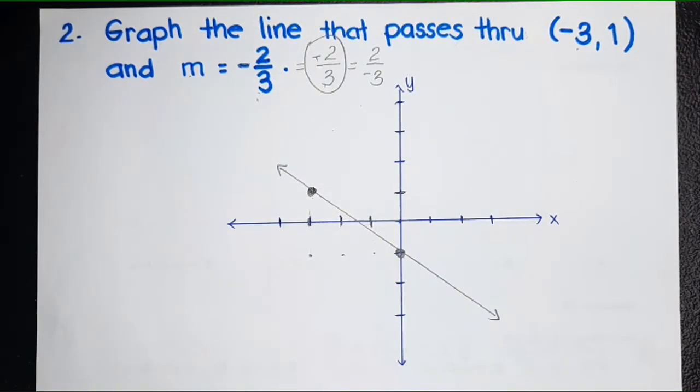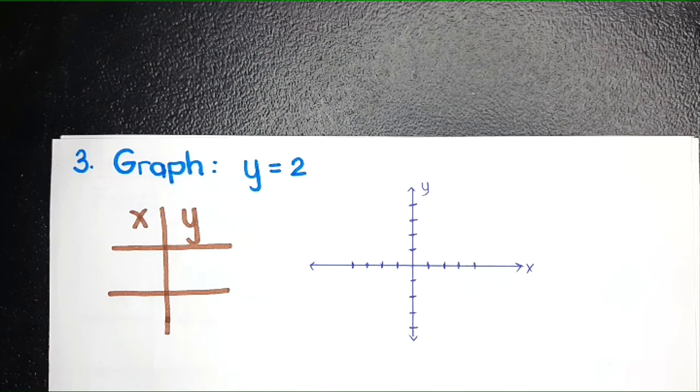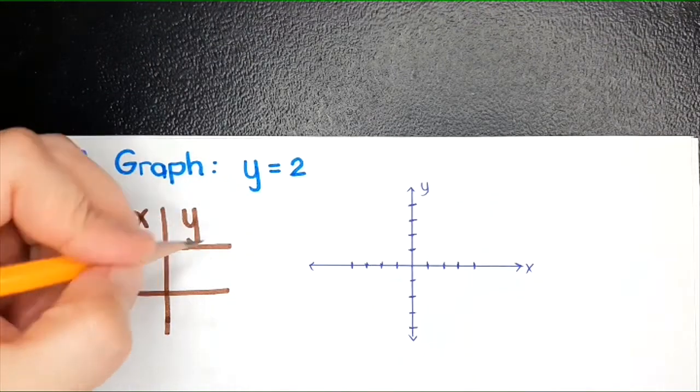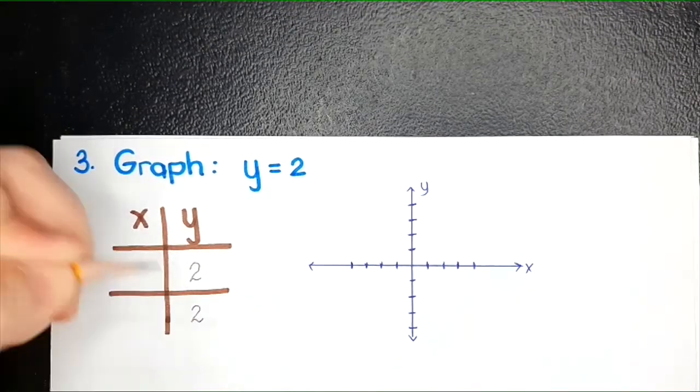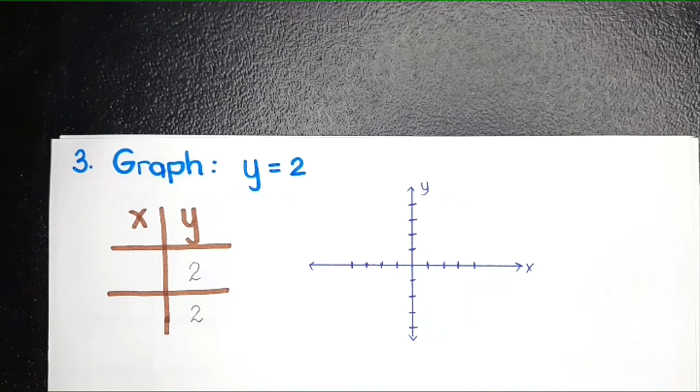Okay? So again, 2 points determine a line. What about this third example? It says here, graph y equals 2. How do we do that? Okay? Ang ibig sabihin kapag ganyan, yung y mo is always 2. Kahit anong value ni x ang piliin mo, basta si y, laging 2 lang yan.